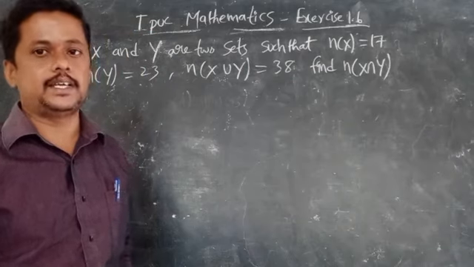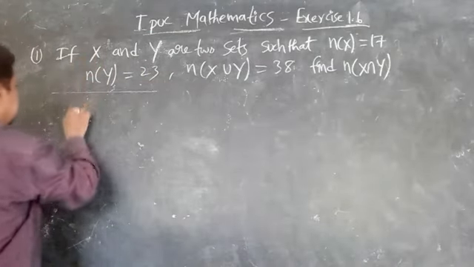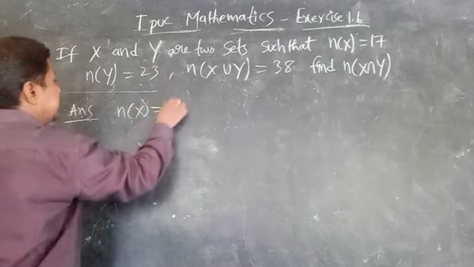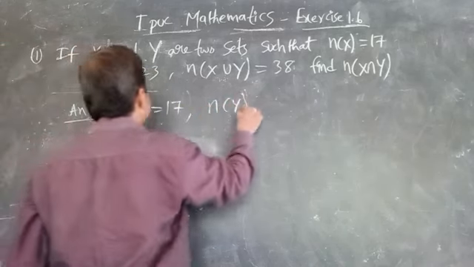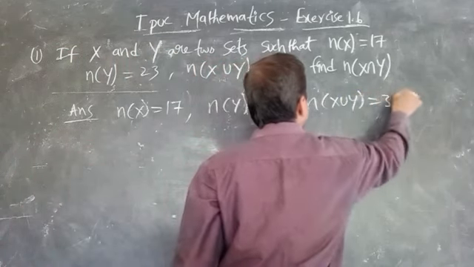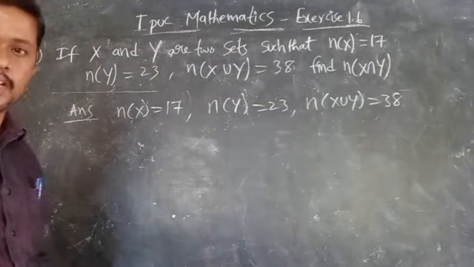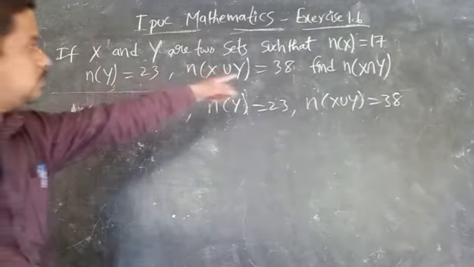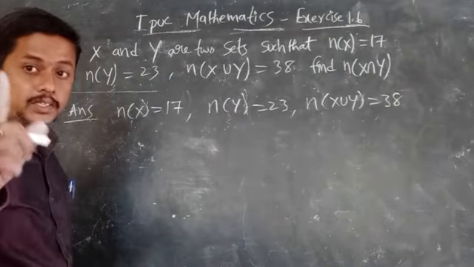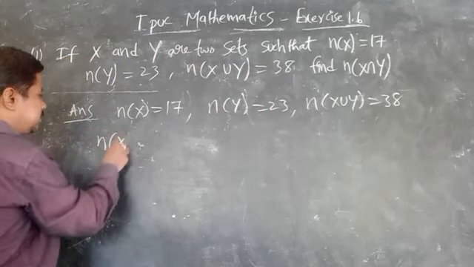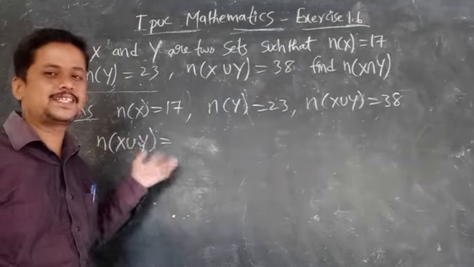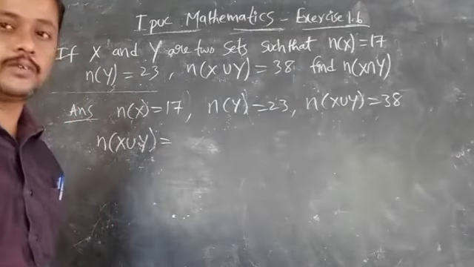See, first you have to write all the given data: N of X is equal to 17, N of Y is equal to 23, N of X union Y is equal to 38. Like that first you have to write. Next, what to find? Find N of X intersection Y. Now what is the formula? We already learned the first formula, N of X union Y. N of X union Y is equal to what?